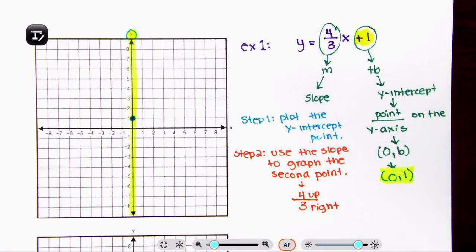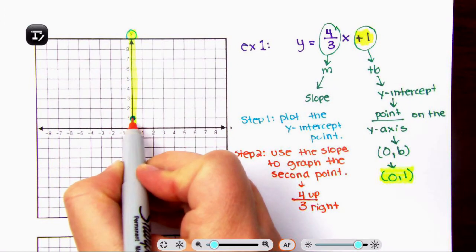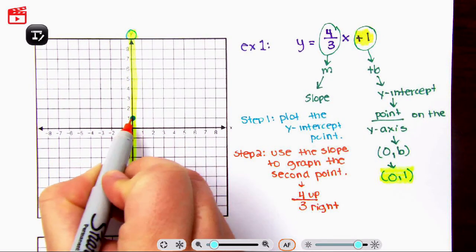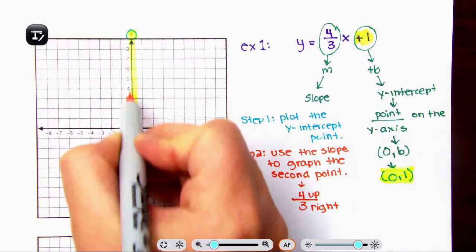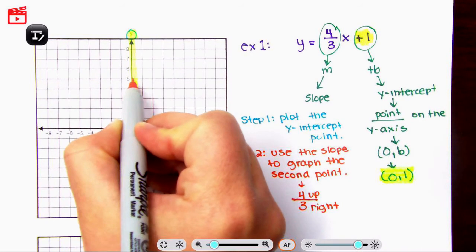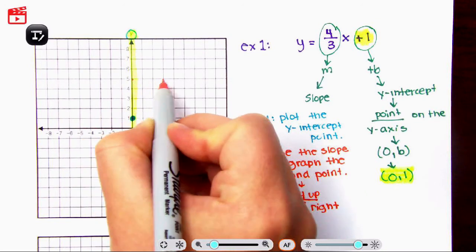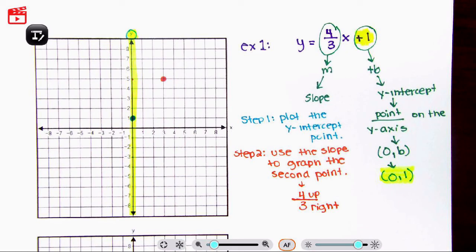So you're going to put your pencil on the y-intercept point, and then you're going to go up 4, 1, 2, 3, 4. You're going to go to the right 3 jumps, 1, 2, 3. So this is your second point. Now, how many points does it take to form a line? And everyone say together, 2. It takes 2 points to form a line.